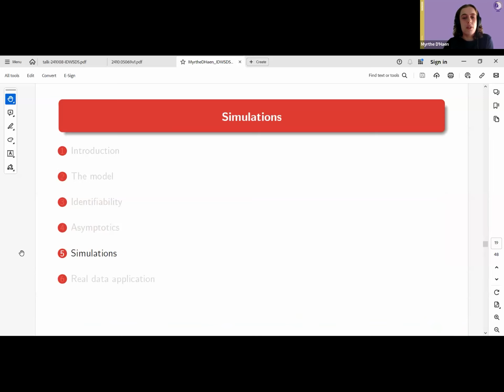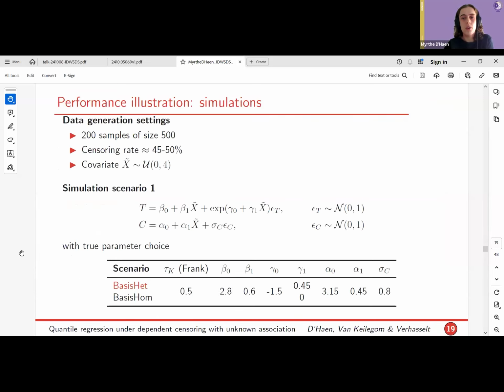So now I will move on to the simulation results. We did quite an extensive simulation study, actually, but I highlighted only a few results here. So let us consider a very simple case in which we have two log normal margins and about half of the observations censored. We considered both a heteroscedastic and a homoscedastic case. So remember, with heteroscedastic, we had this parameter lambda to be identified. In the homoscedastic case, it was fixed. But now for this presentation, I will focus only on the heteroscedastic case.